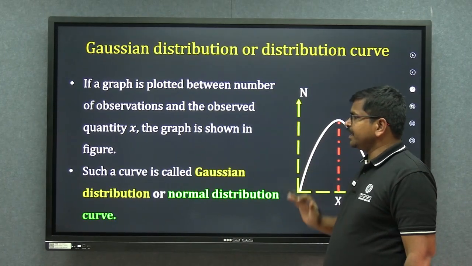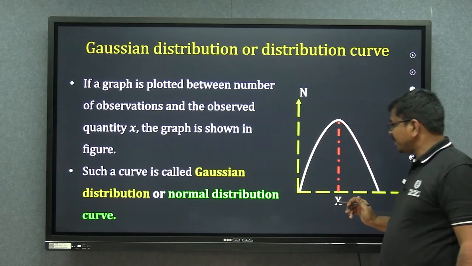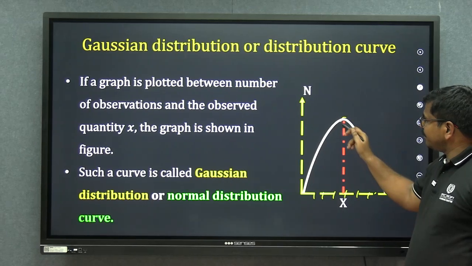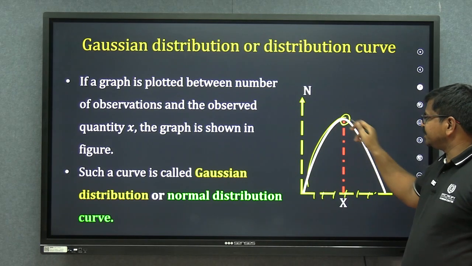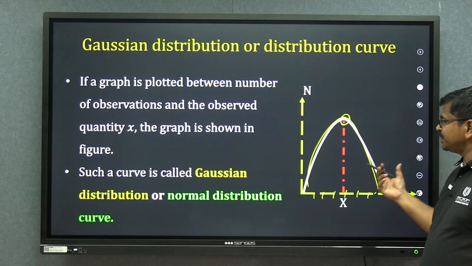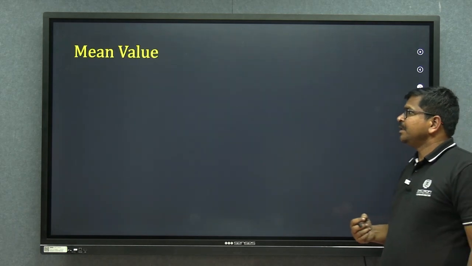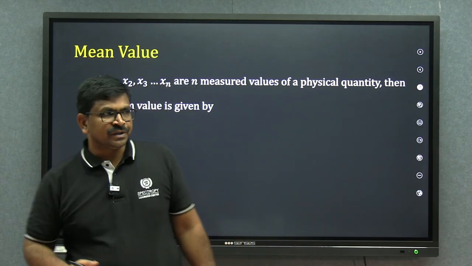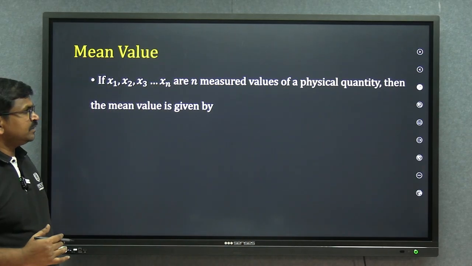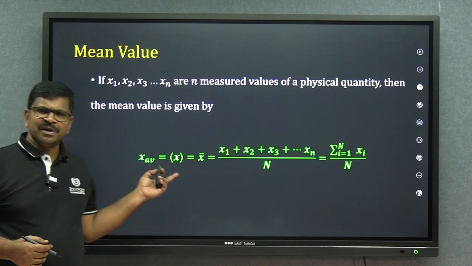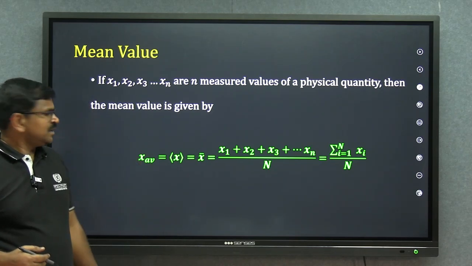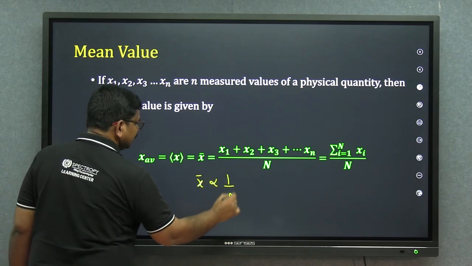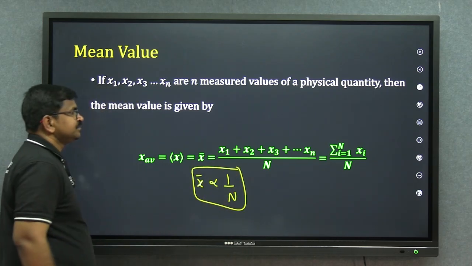If you take more number of measurements here, the peak will be like this. It will be arranged in this way, the quantity. Such a curve which represents this is the Gaussian curve. And mean value. Suppose if you have more than one observation, x1, x2, x3 and so on, then the mean value is given by sum of the quantities by number of the quantities. Or simply I can say here, this mean value is always inversely proportional to number of observations.